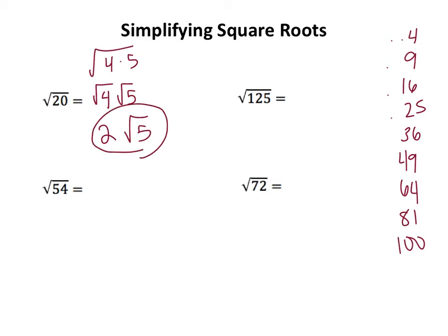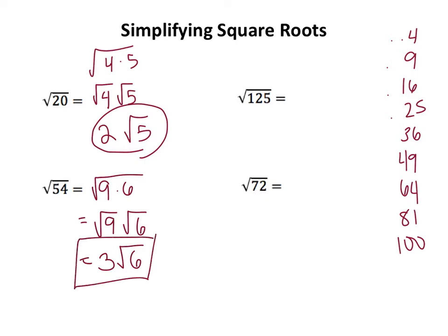We'll try again for this one. The square root of 54. So 54 I know is equal to 9 times 6. I'll split this up into two different radicals: the square root of 9 times the square root of 6. I know the square root of 9 is 3. No more square root sign, right? The square root of 6. 6 is not divisible by any of the perfect squares, so I'll just leave it like that.